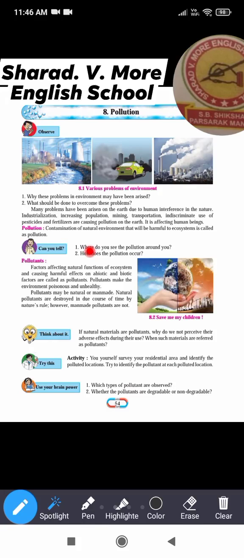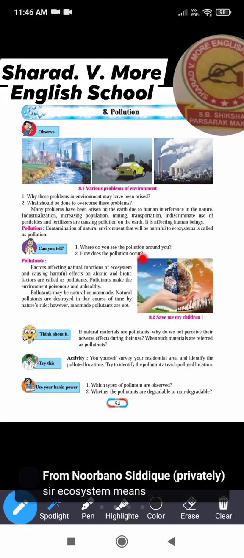Can you tell where you see pollution around you? How does pollution occur? Generally we see pollution around our houses, if there is an industrial area, in our residential areas, and pollution in the factories. How does pollution occur? This pollution occurs by many means.